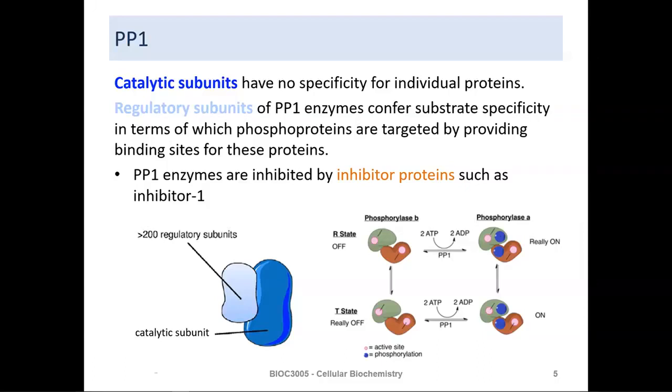PP1 plays an instrumental role in glycogen metabolism through its responsibility for interconversion between phosphorylase a and phosphorylase b, switching between relaxed and T states, and on or really on and off or really off states. And this is through its active site and phosphorylation of its subunits. The PP1 enzymes can also be inhibited by specific inhibitor proteins such as I1, or inhibitor 1.